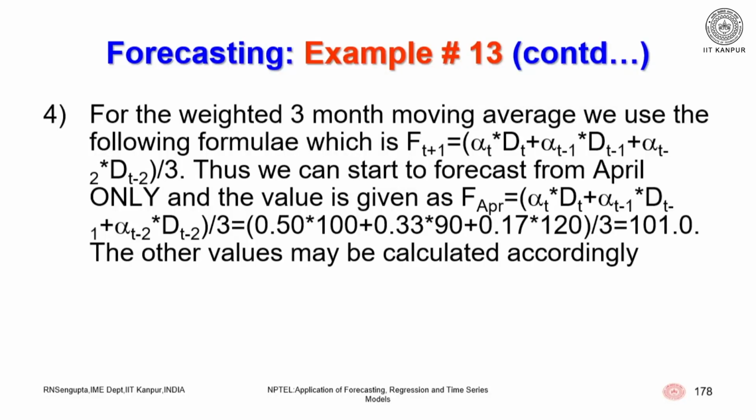Coming back to the fourth part of the problem, for the weighted 3-month moving average, we use the following formula where we are giving weights, and if you remember, the weights are given as 50%, 33%, 17%. 50% is the weight to the immediate value, 33% is given to the value next to that, and 17% is given to the last value.